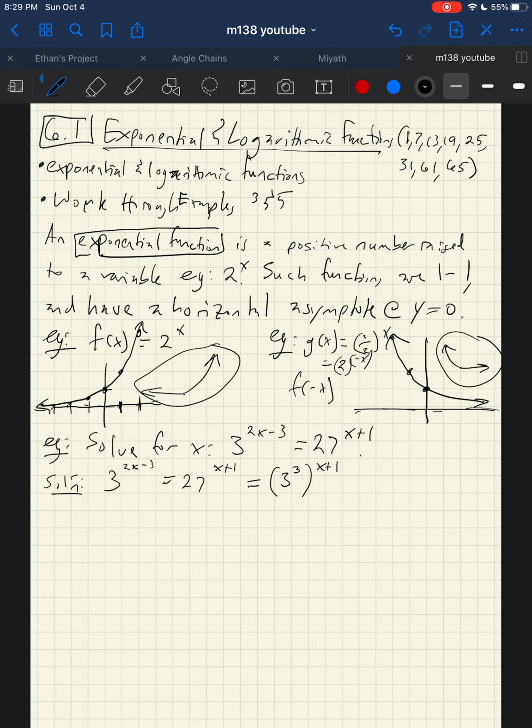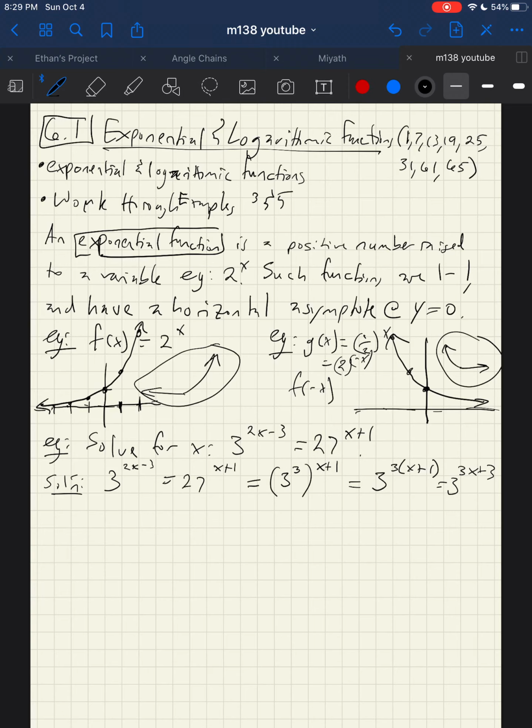Well, if I have something raised to a power and then raised to another power, I multiply those exponents. So this is actually 3 to the 3 times the quantity x plus 1. Okay, so that's going to be 3 times the quantity x plus 1, which is 3 to the 3x plus 3.